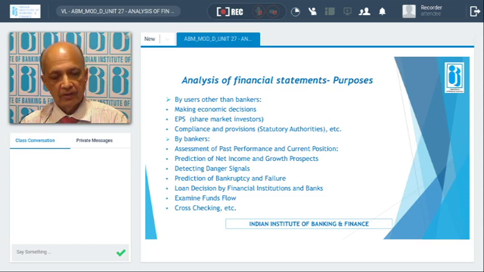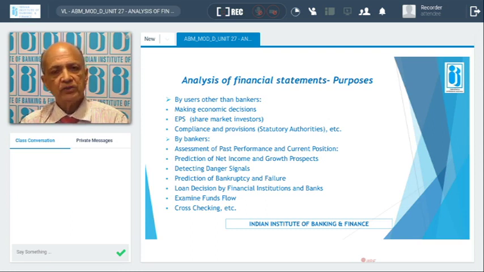whether to go in for further investment, any investment decision taken, or any investment in deposits and other things, or any convertible debentures and other things. So such economic decisions, and from an economic point of view of the unit as a whole, the decision can be taken by analyzing while going through the balance sheet. That is other than the banker.